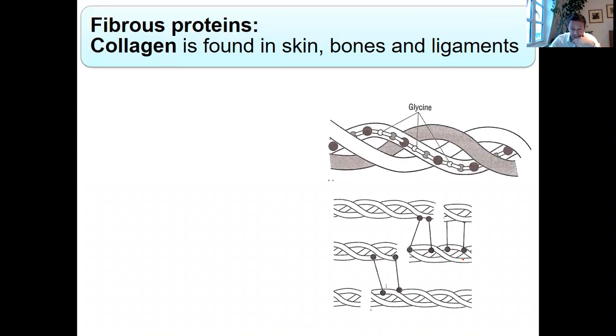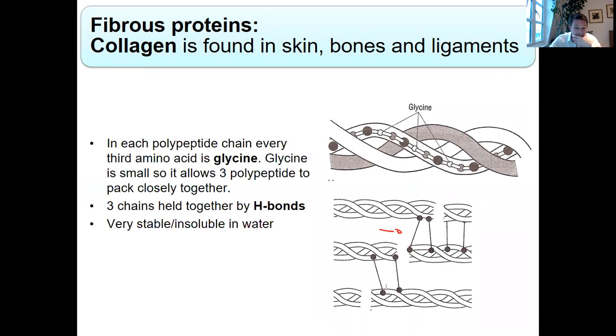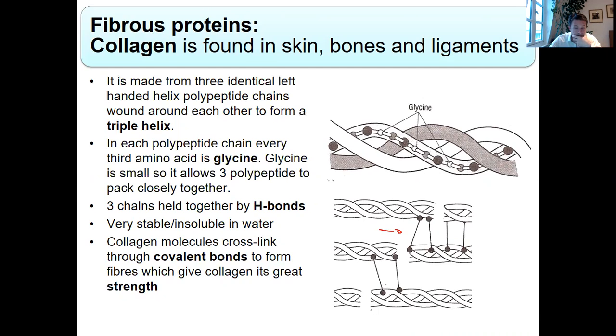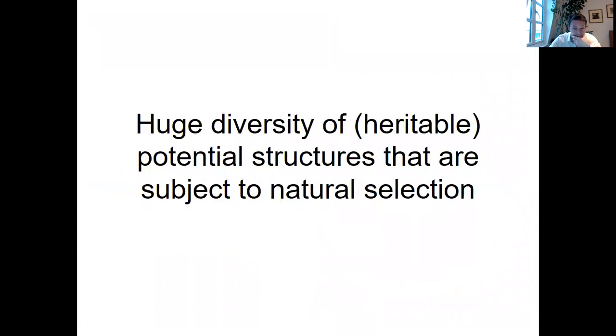Here's collagen. Here are the bonds between the collagen molecules. Here's hemoglobin. And here's my takeaway point for proteins, is that proteins give us an enormous diversity of potential structures. And those potential structures are heritable. And the diversity of structures is a result of the alleles that you inherit and that you pass on. Therefore, the frequency of those alleles is subject to natural selection.